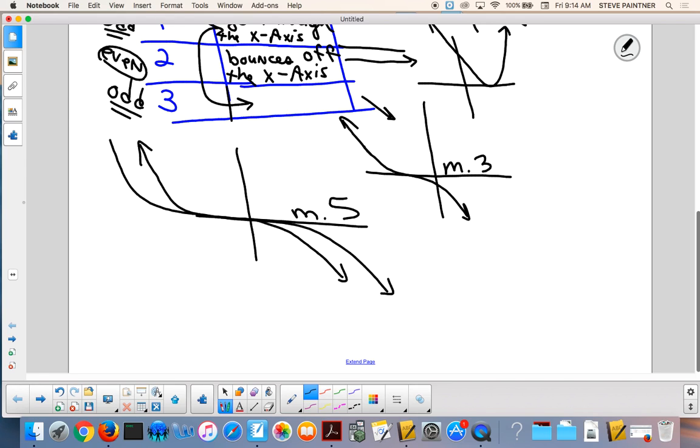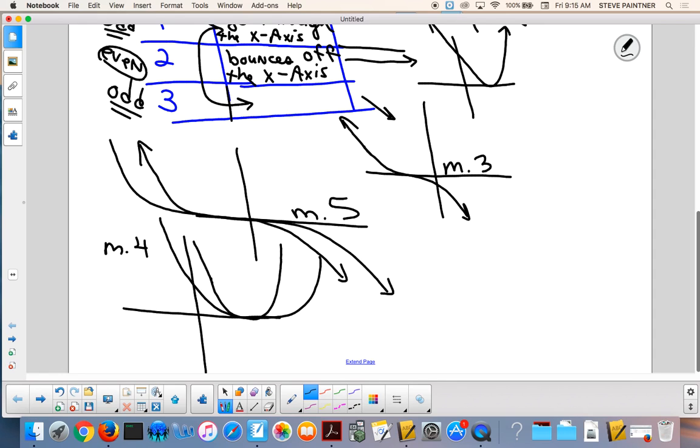Now, what do you think a multiplicity of 4 would look like? It bounces, but is it going to bounce quick like that one? No, it would bounce a little slower. And then a multiplicity of 6 would do what? Slower, slower. It'd take its time. So the bigger the multiplicity, the slower it bounces, or the slower it goes. Does that make sense? Okay, guys, you're going to graph these, and you have to have an idea of what's happening.